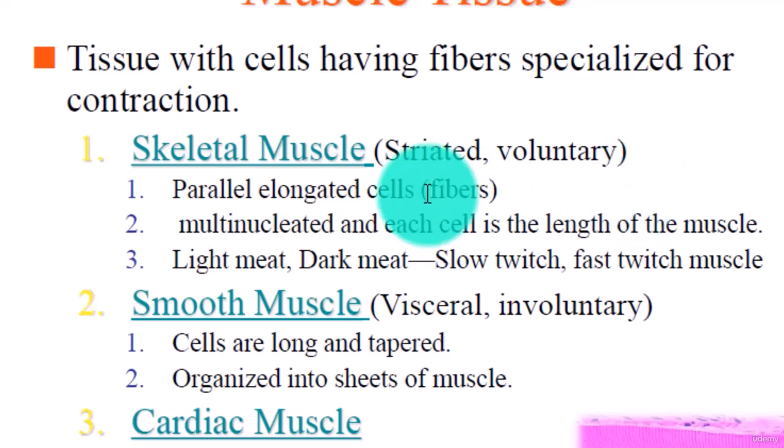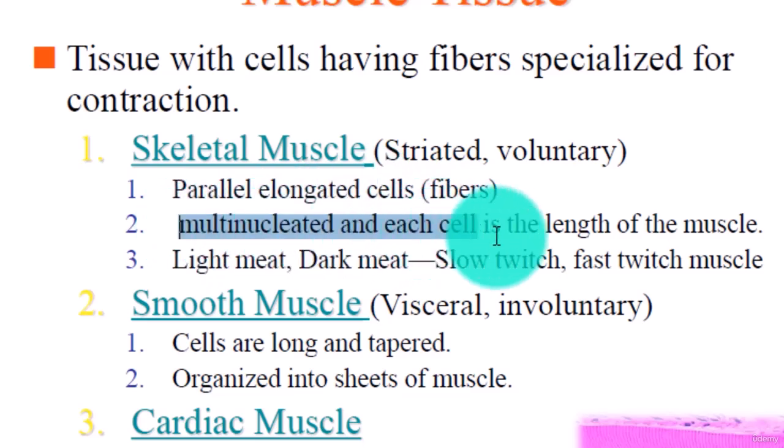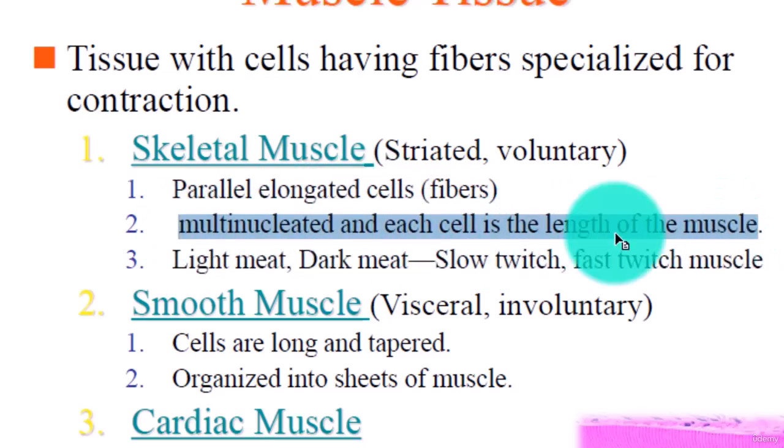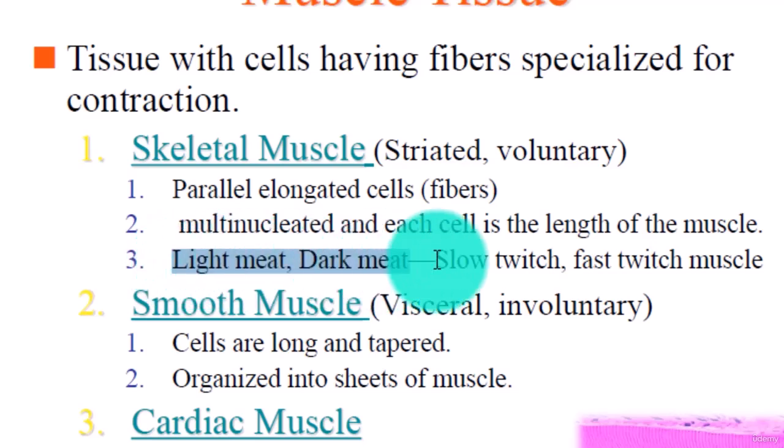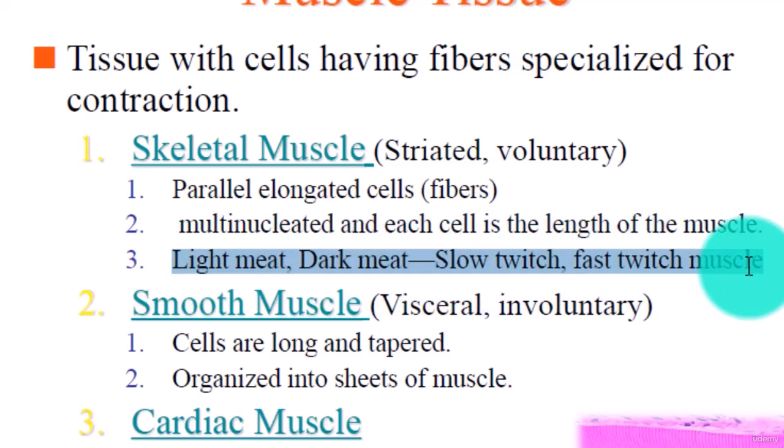Skeletal muscle: striated, voluntary, parallel, elongated cells, multinucleated, and each cell is the length of the muscle. Light, mid, dark mid; slow twitch, fast twitch. Smooth muscle: visceral, involuntary. Cells are elongated and tapered, organized into sheets of muscle.